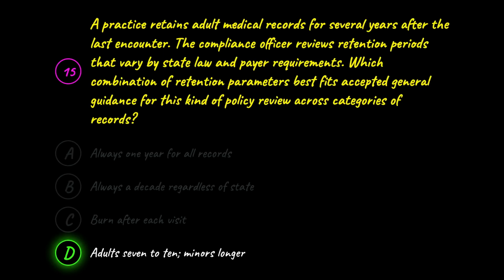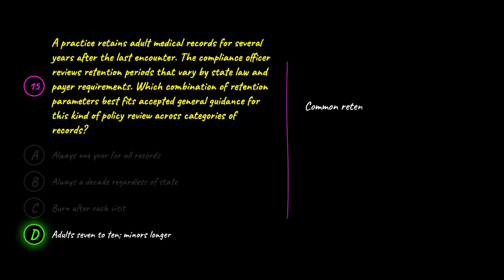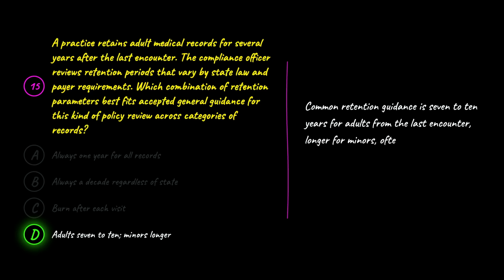The correct answer is D. Adults 7 to 10, minors longer. D is correct because common retention guidance is 7 to 10 years for adults from the last encounter, longer for minors, often until age of majority plus the standard period, with state law and payer requirements modifying specifics in many jurisdictions.